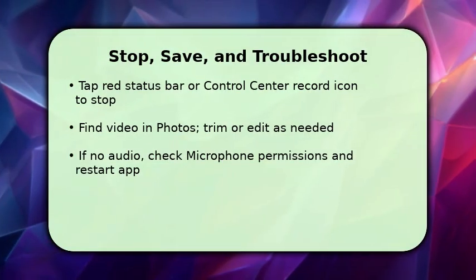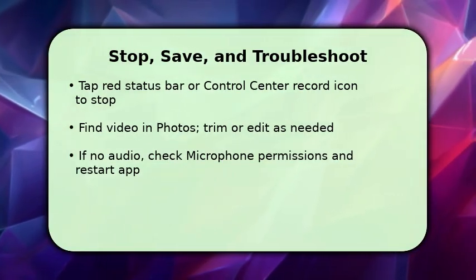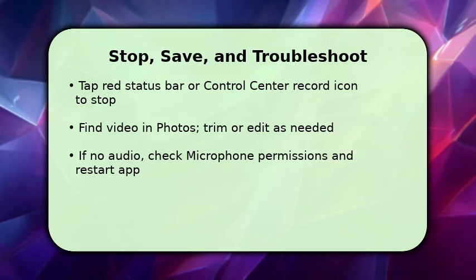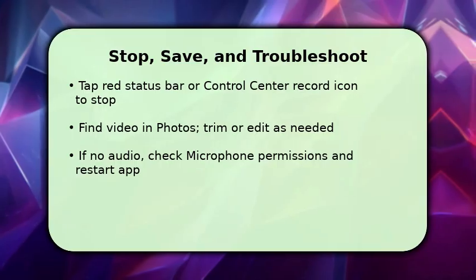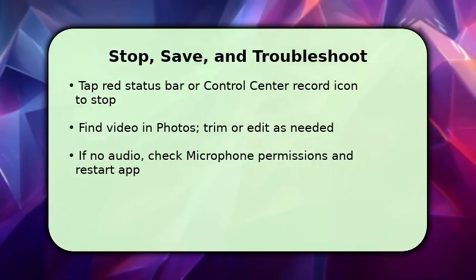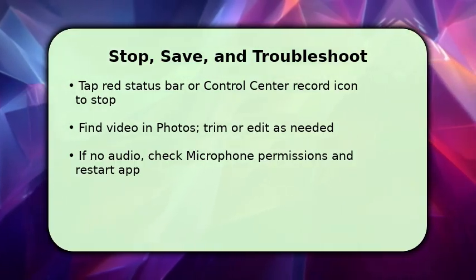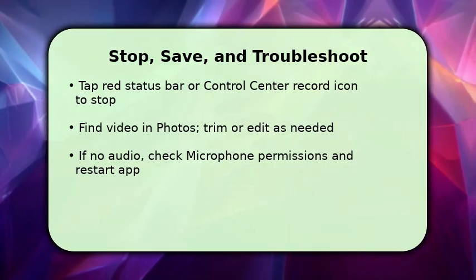You finish by tapping the red status bar at the top and confirming stop, or return to Control Center and tap the record icon again. This immediately saves the file to Photos. Once saved, open Photos to review and use built-in trimming to cut intro or ending.